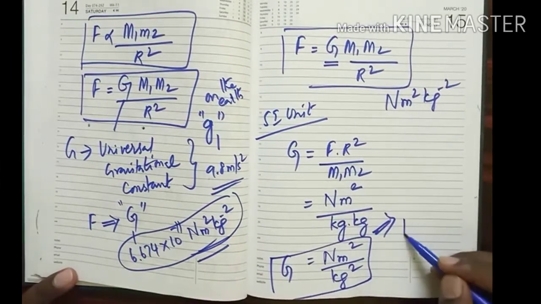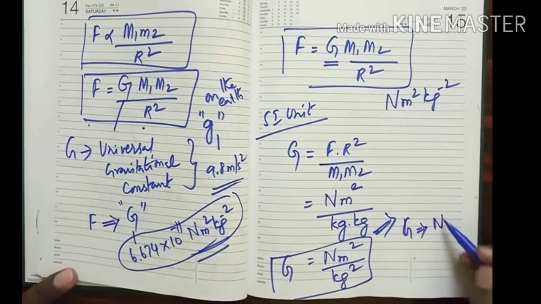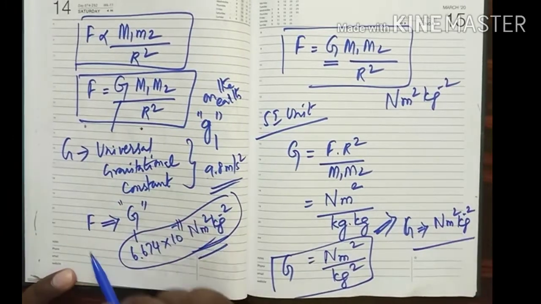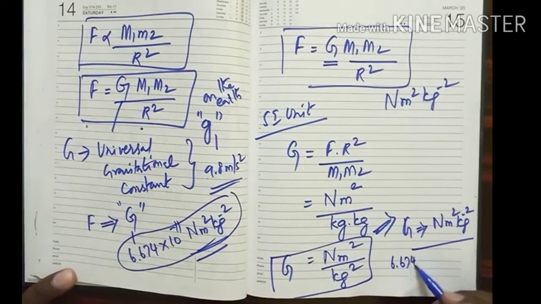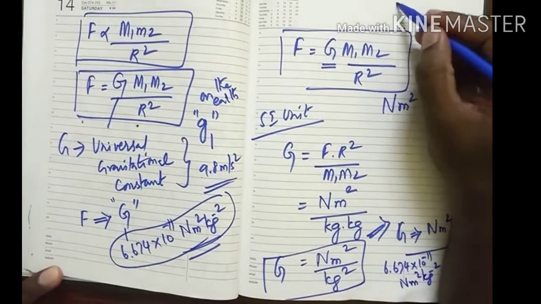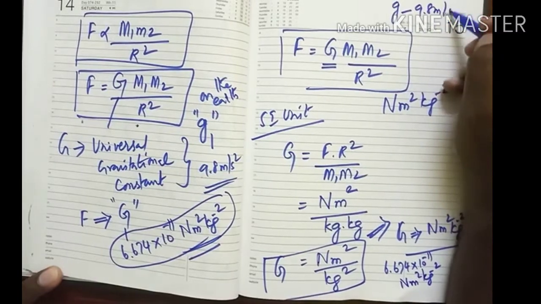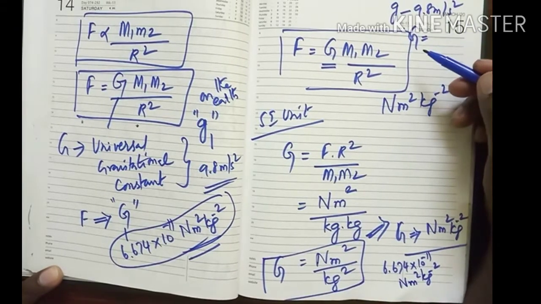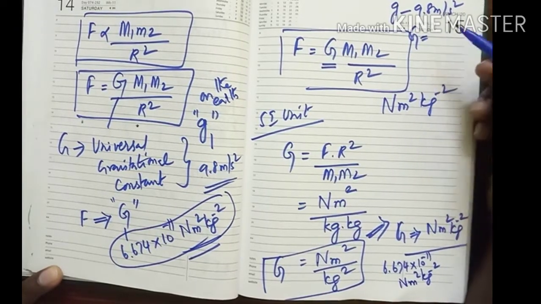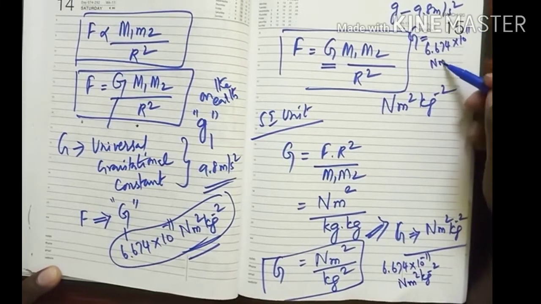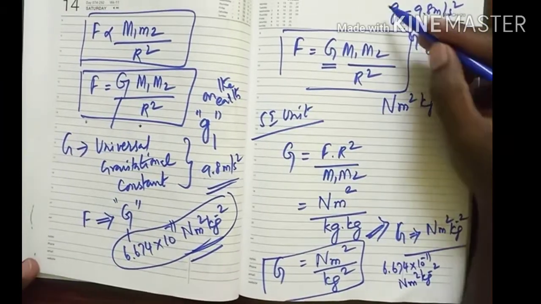So on the other hand I can write G as Newton meter square, and if kg goes upward it will come as kg minus 2. That's how the value of G is used: 6.674 into 10 power minus 11 Newton meter square kilogram minus 2. So from this we can conclude that small g is nothing but 9.8 meter per second square, the gravitational force acting on the earth. This capital G is the universal gravitational constant, which is the force working across the universe. Its value is 6.674 into 10 power minus 11 Newton meter square kilogram minus 2. So what is the relationship between g and G?